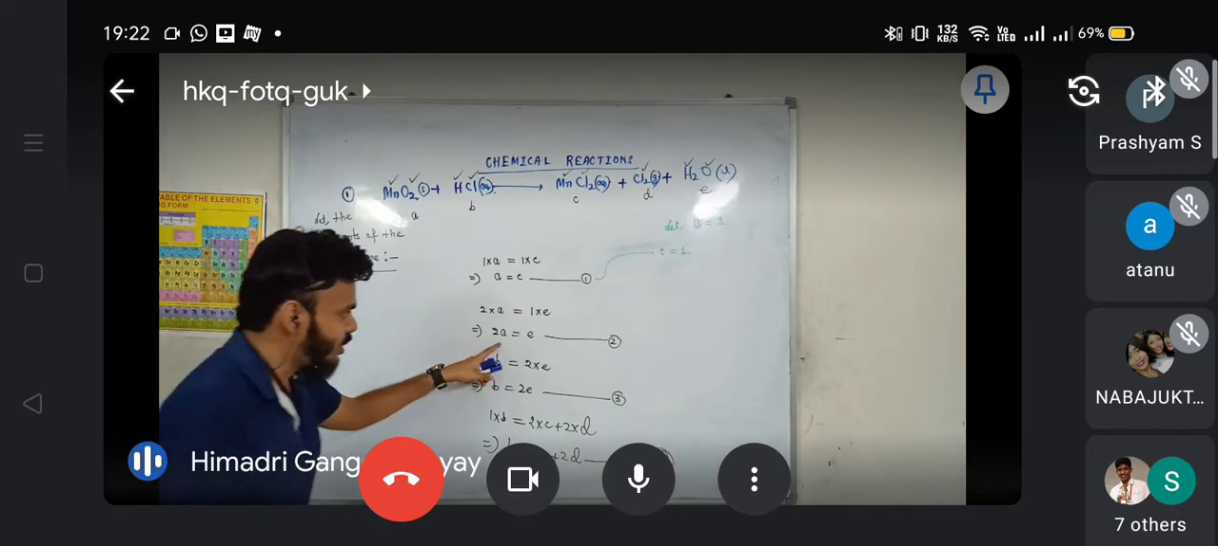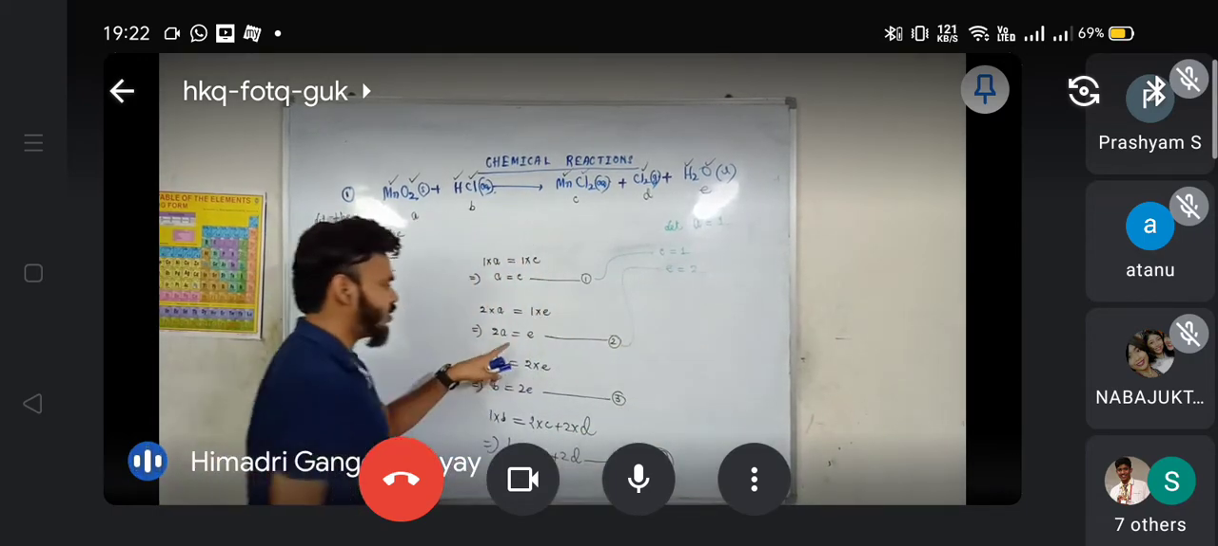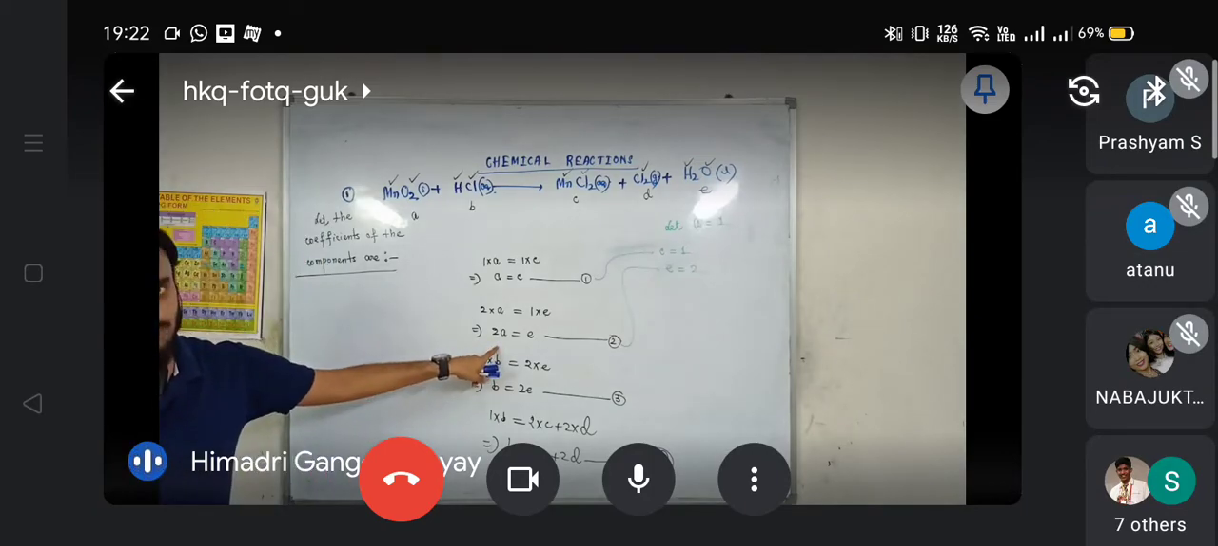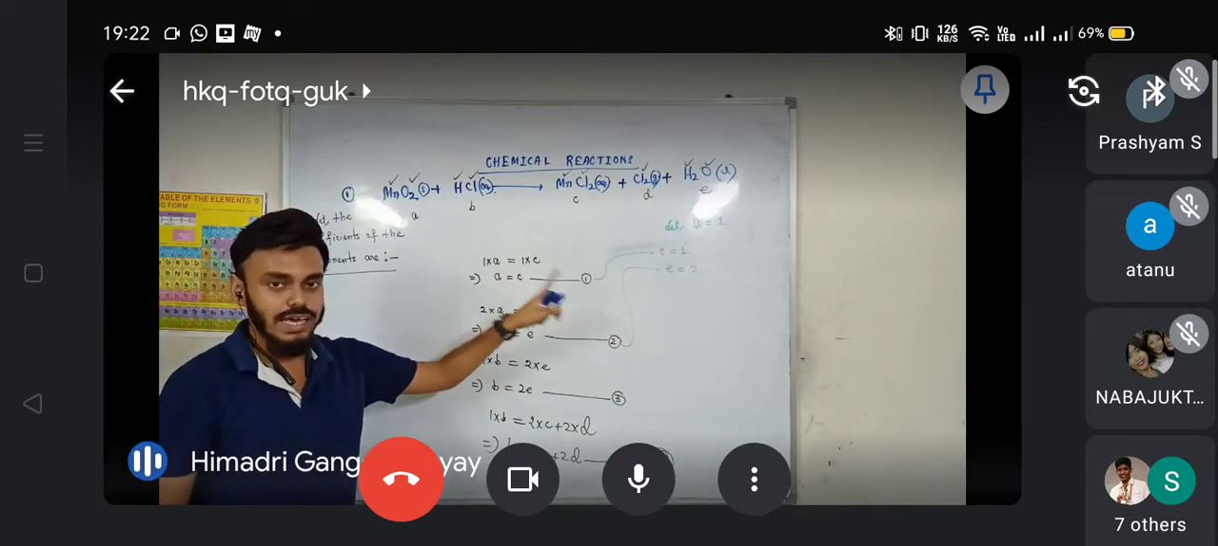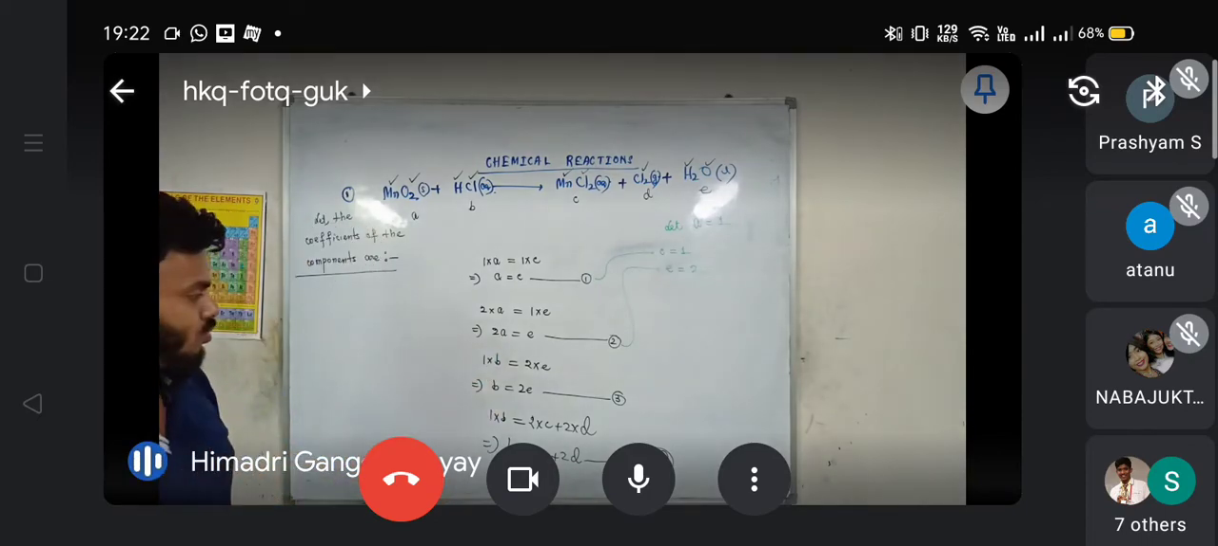And if A is equal to 1, from equation number 2, the value of E will be equal to 2 into 1, which is 2. So A, B and A, C and D is now known. Okay, A, C and D are known.